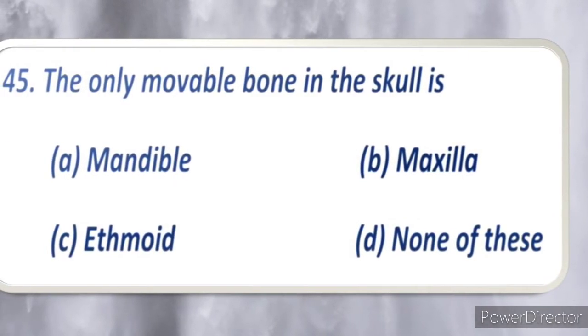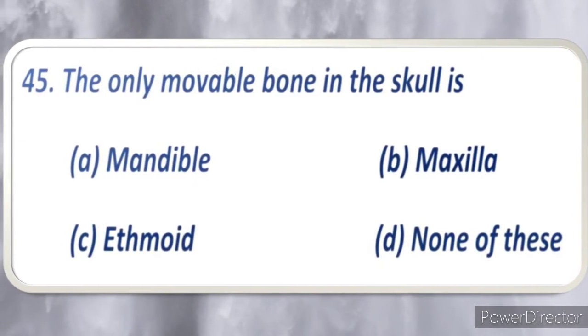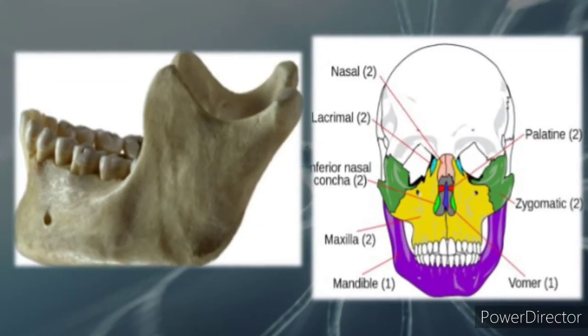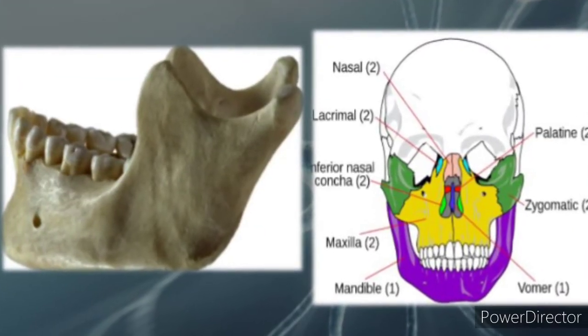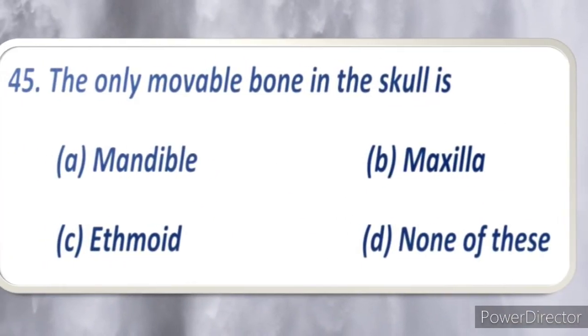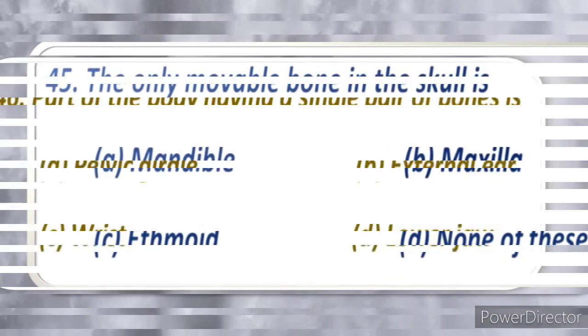The only movable bone in the skull is. The answer is mandible. In our skull, mandible is nothing but the lower jaw. So in our skull, the only moving bone is the lower jaw, which is mandible. Here the answer is mandible.